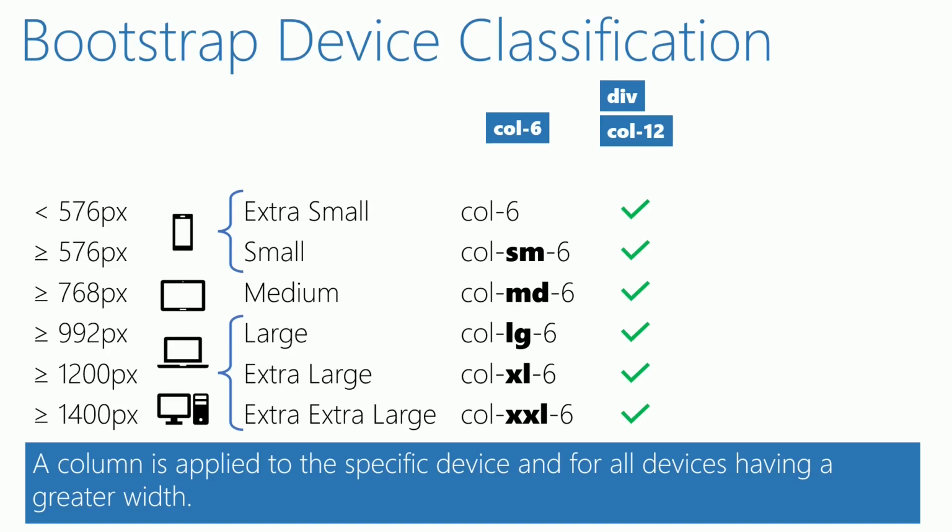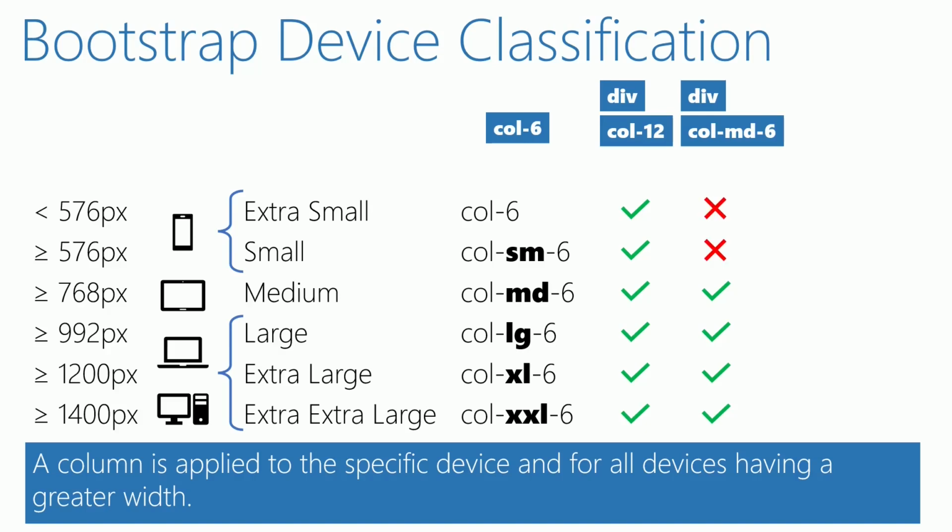Let us take one more example. If we have a div with class as col-md-6, it will be applied to medium device, and then it is also applied to large, extra large and extra extra large, but it is not applied for extra small and small.